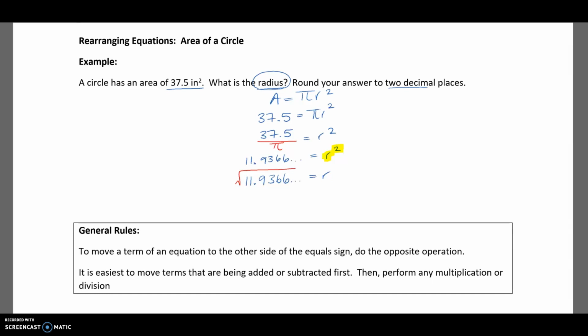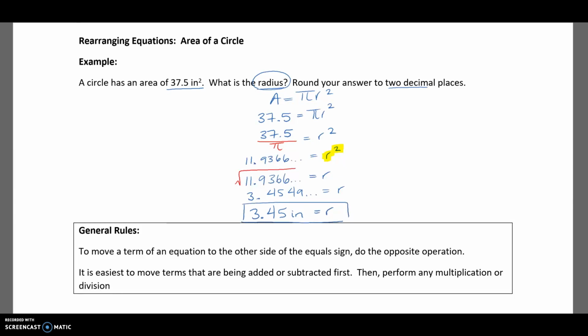When you do that, you get 3.4549, and the decimals go on for the radius. Now that we're at the end, we'll round that to our final answer to 2 decimal places, 3.45 inches for the radius.